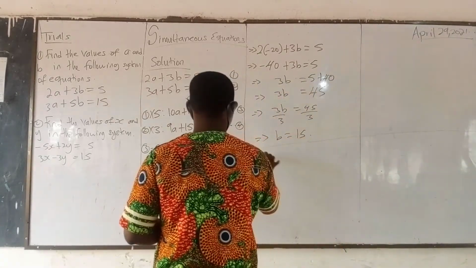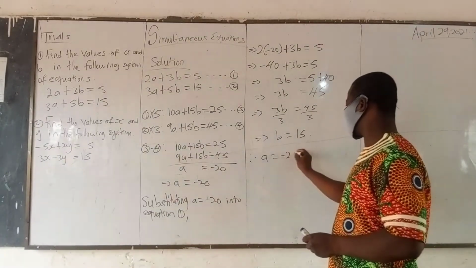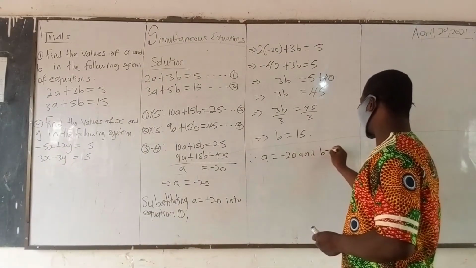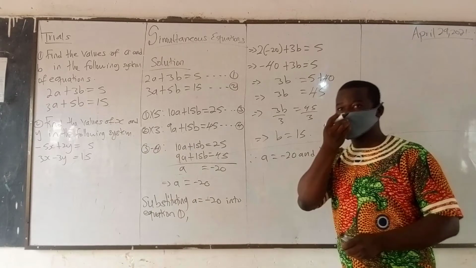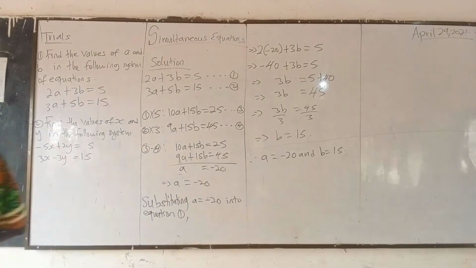So therefore, a is equal to negative 20, and b is equal to 15. And that answers that particular question. Are you okay? Please, you may write. You may write.